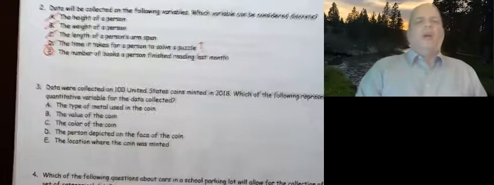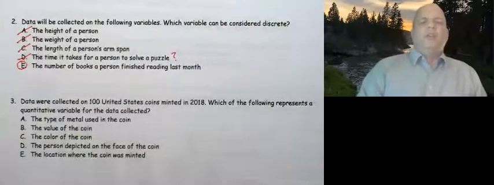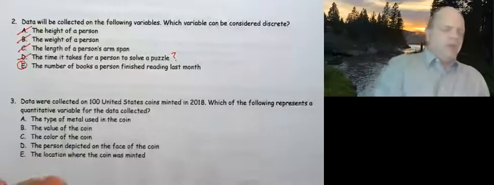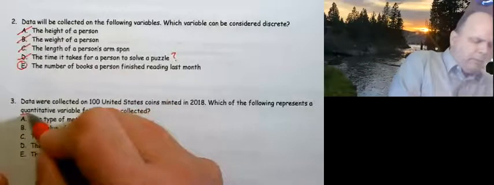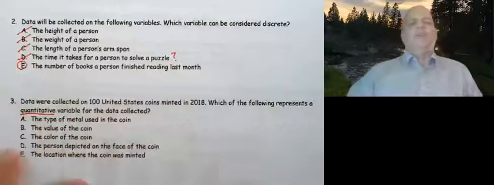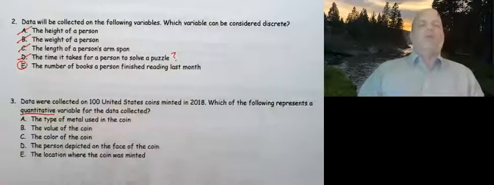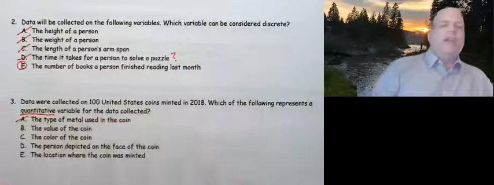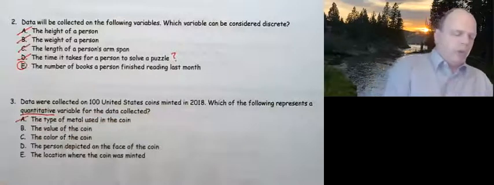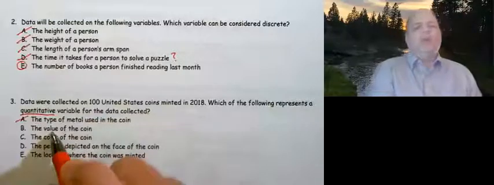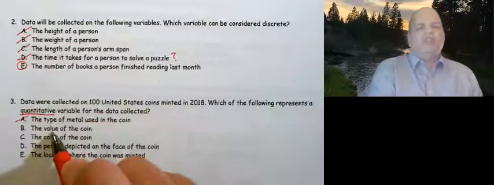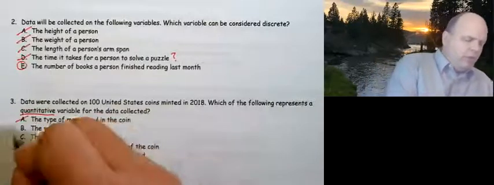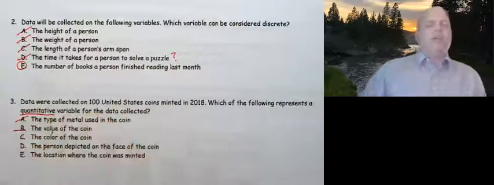So data were collected on 100 United States coins minted in 2018. Which of the following represents a quantitative variable? Now, please remember that a quantitative variable is measured numerically versus a categorical, which can be some sort of characteristic. So the type of metal made, that is not a numerical measure, that's a characteristic. The value of the coin. Well, coins can be 1 cent, 5 cents, 10 cents, so that's numerical. So this could be our answer, but remember, we're always looking for the best answer.